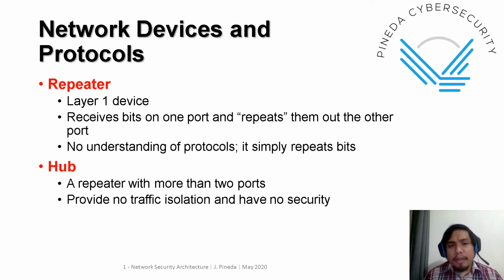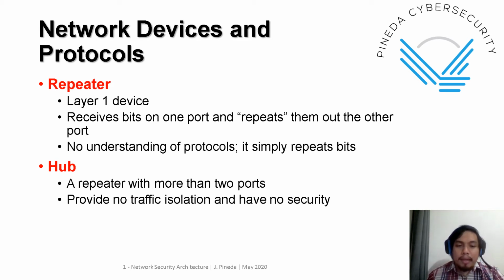Now let's go to network devices and protocols. So when we say repeater, it's a network repeater. It's a layer 1 device. So when we say layer 1 device, layer 1 is the physical layer. So it receives bits on one port and repeats them out the other port. It has no understanding of protocols, it simply repeats bits. So it's not as intelligent as our network devices now. That's why it's called a layer 1 device.